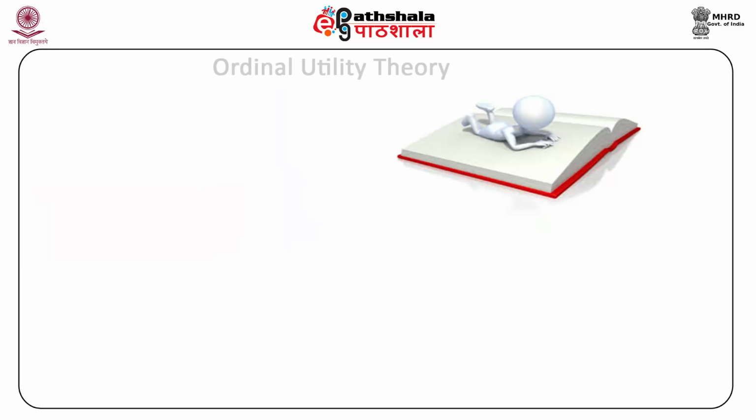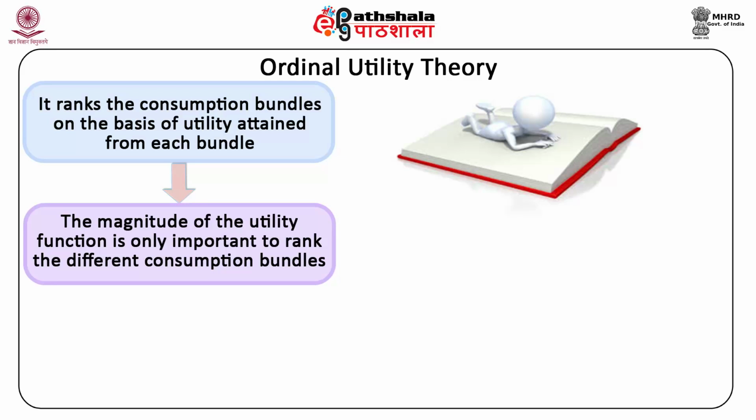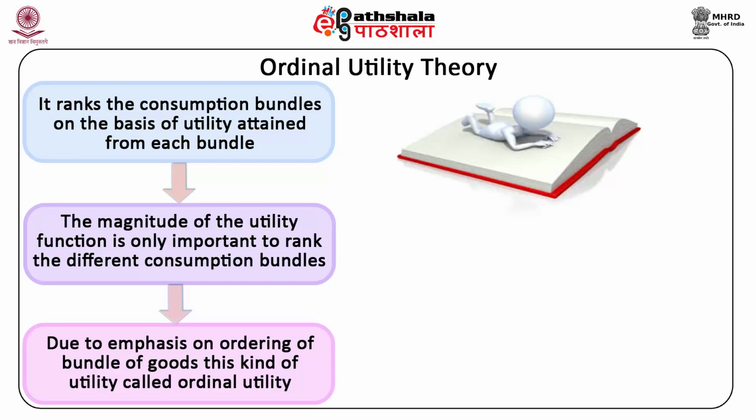Second is the theory of ordinal utility. Ordinal utility just ranks the consumption bundles on the basis of utility attained from each bundle. The magnitude of the utility function is only important insofar as it ranks the different consumption bundles. The size of the utility difference between any two consumption bundles does not matter. Because of this emphasis on ordering bundles of goods, this kind of utility is referred to as ordinal utility.